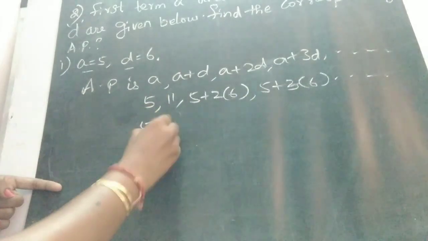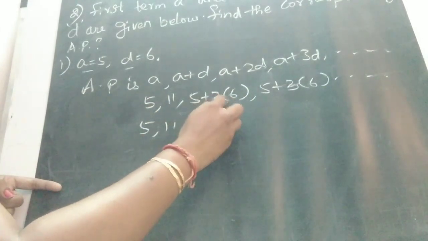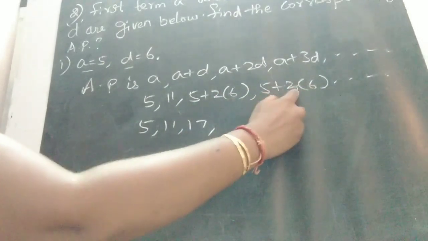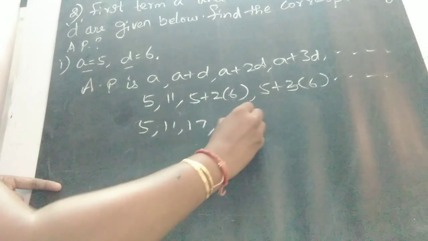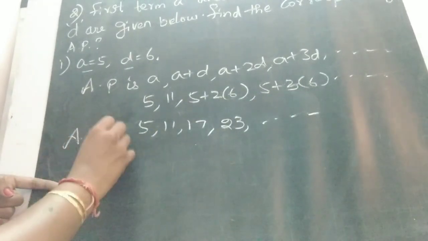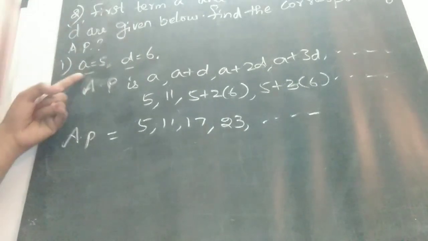That means 5, 11, 5 plus 12. 6 2s are 12, right? 12 plus 5, 17. Here again 6 3s are 18. 18 plus 5, 23. Like that it goes on. So this is the AP. The given AP is this, when A is 5 and D is 6.